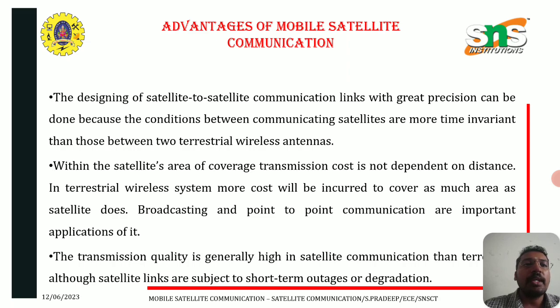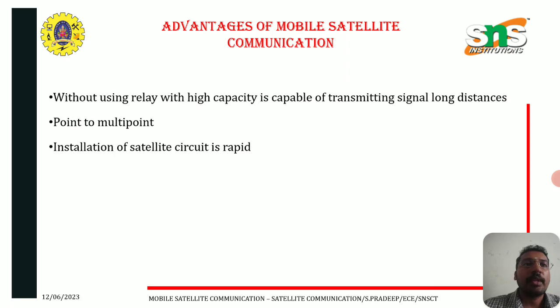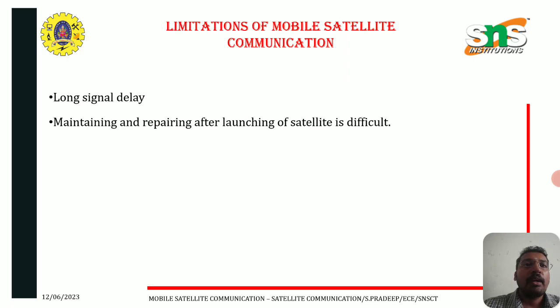The transmission quality is generally higher in satellite communication than terrestrial, although satellite links are subject to short-term outage or degradation. Also, it is capable of transmitting signals over long distances without using a relay with high capacity. Point to multi-point installation of satellite circuits are some of the advantages of mobile satellite communication. Long signal delay, and the difficulty of maintaining and repairing a satellite after launch, are some of the limitations of mobile satellite communication.